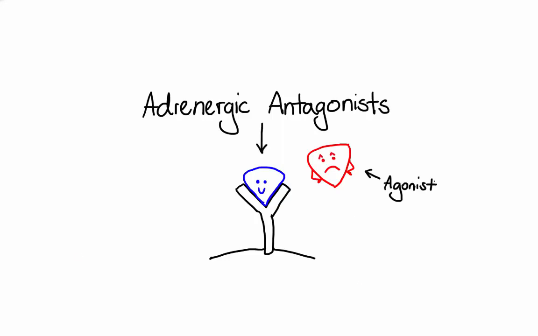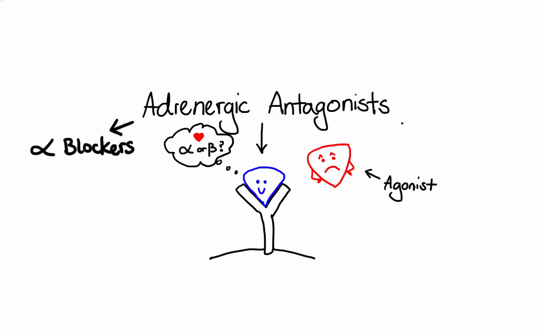And just like with adrenergic agonists, we can divide antagonists based on their affinity for alpha or beta receptors. So we can divide adrenergic antagonists into two main groups, that is alpha blockers and beta blockers. So let's start with alpha blockers first.